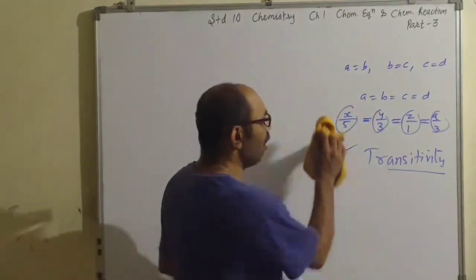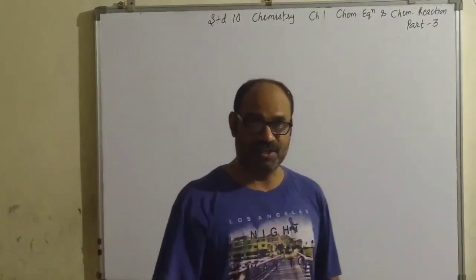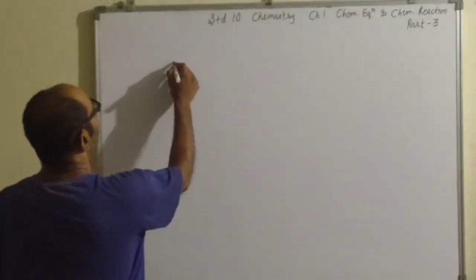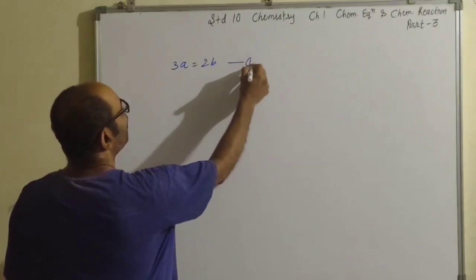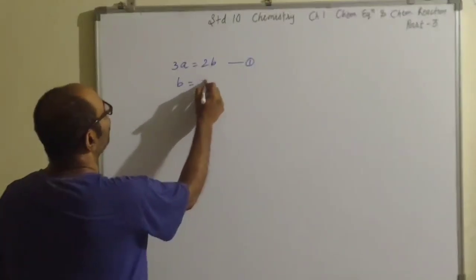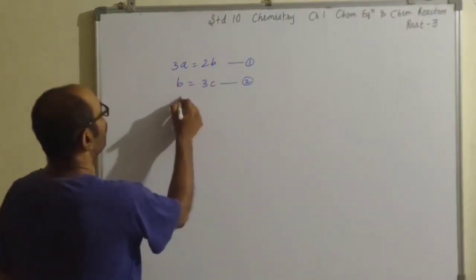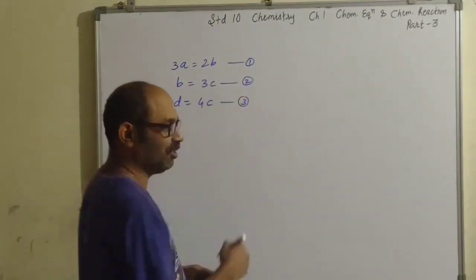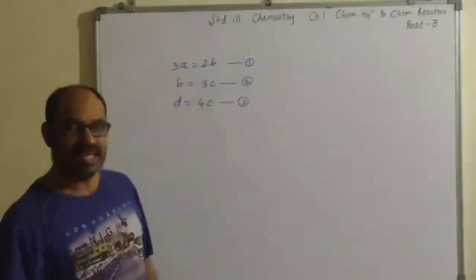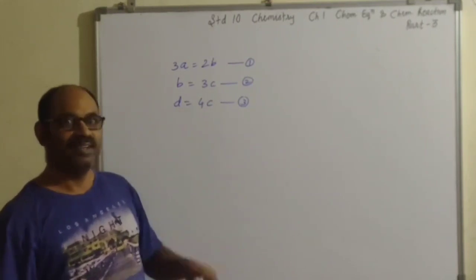So, I'm going to give you a few equations, and we have to develop transitivity. Alright. First equation is 3A equal to 2B. Then B is equal to 3C. This is the second equation. And third, D is equal to 4C. In the first equation the two variables involved are A and B. In the second equation the variables involved are B and C. In third, D and C.